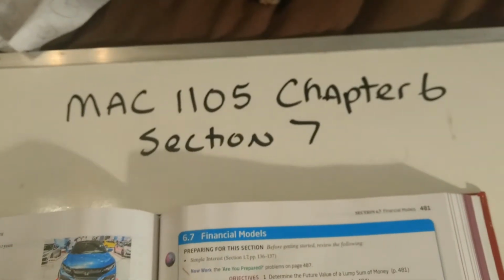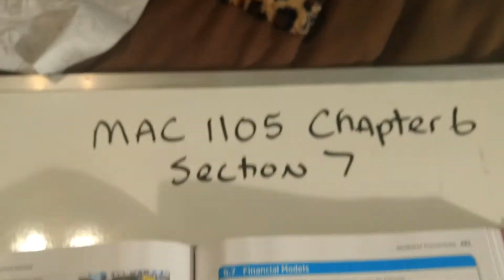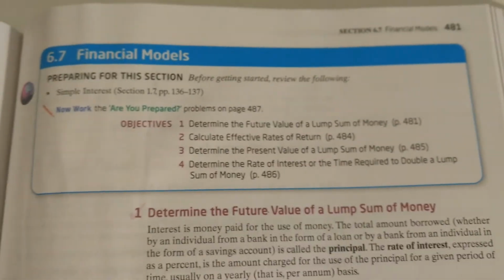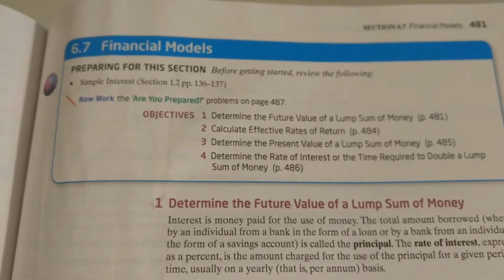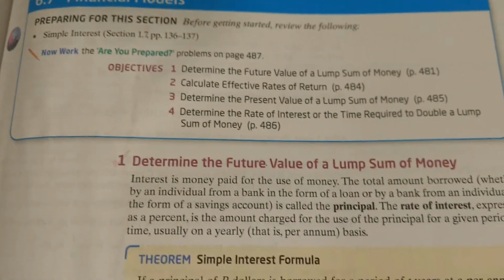Chapter 6, Section 7 for MAC 1105 College Algebra. This deals with financial models, so it's going to deal with specific equations in the financial world.